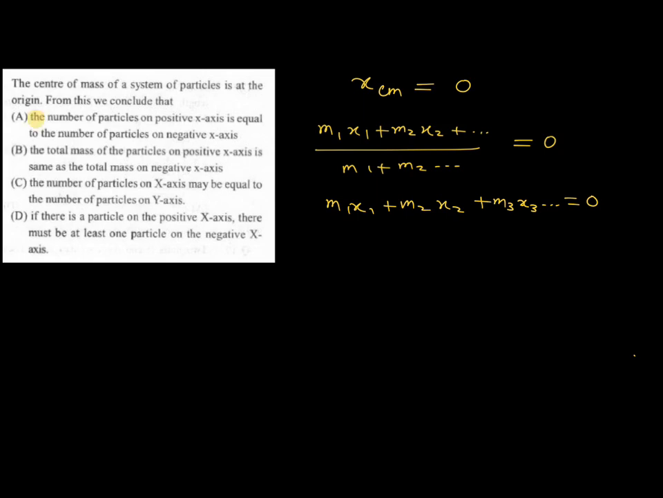In the first option, we are told that the number of particles on the positive x-axis is equal to the number of particles on the negative x-axis. Now in this case, we have not been provided the values of the masses, nor have we been told at what distances from the origin the masses are situated. So in this case it is not possible for us to find the center of mass. So the first option is inconclusive here.